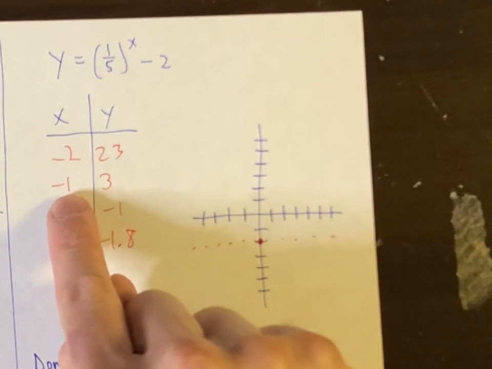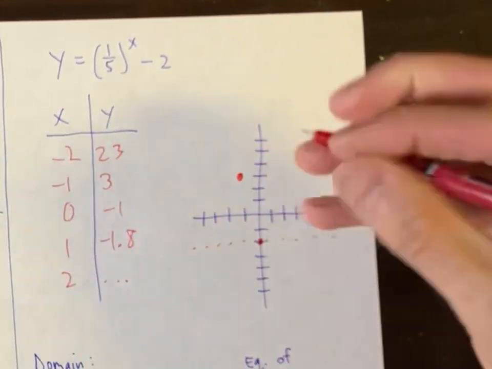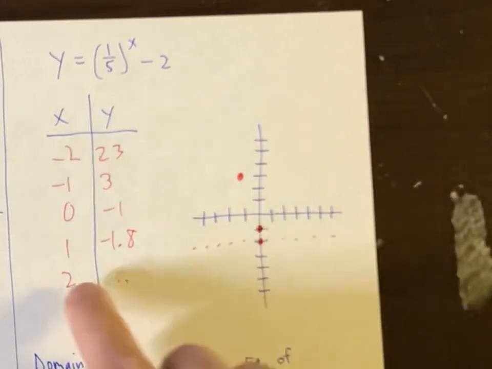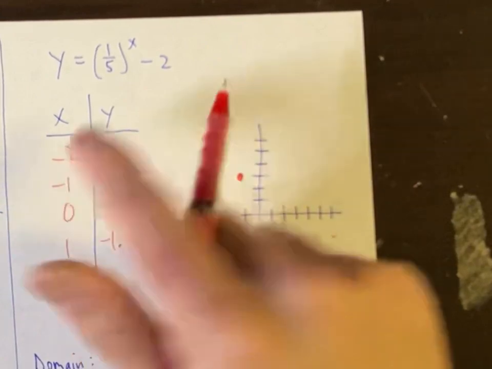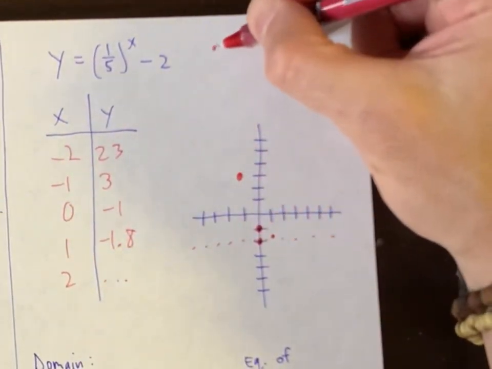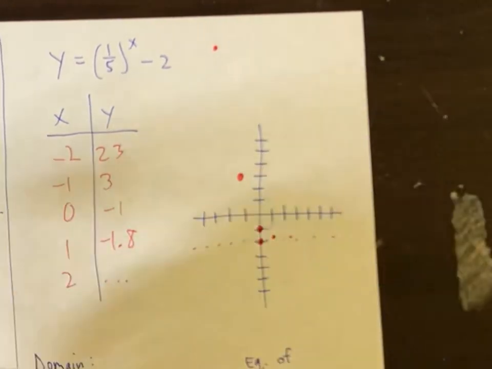So for instance, negative 1, 3. Negative 1, 1, 2, 3. And then 0, negative 1. 1, comma, negative 1.8. It's like right here. And negative 2, 23 is going to be way up here. And then 2 comma whatever you get, it's going to be something that's really close to the asymptote.